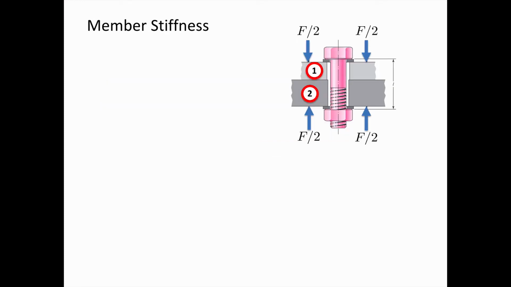Okay, now that we've looked at bolt stiffness, let's have a look at member stiffness. Members can have two or more clamped members. We can think of these as springs in series as well. So we've seen a formula for how to analyze springs in series, but only for two springs. So what if we have a larger number of springs?